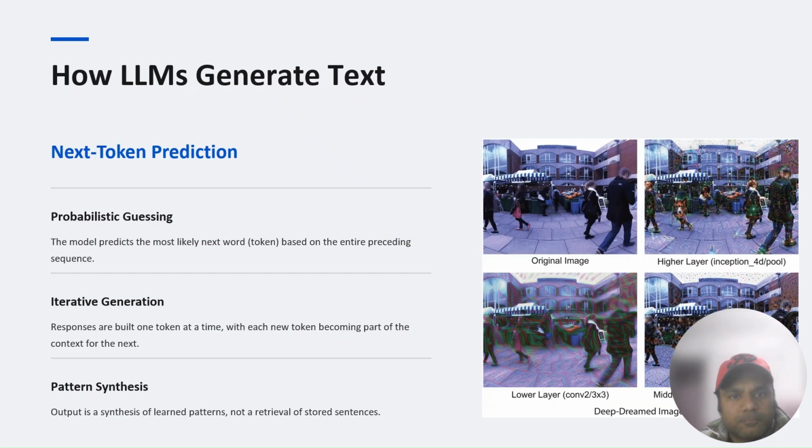At its core, an LLM does only one thing. It predicts the next most likely word based on everything it has seen before. That's how every response is generated, one token at a time, based purely on probability.